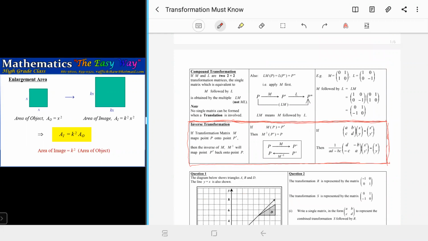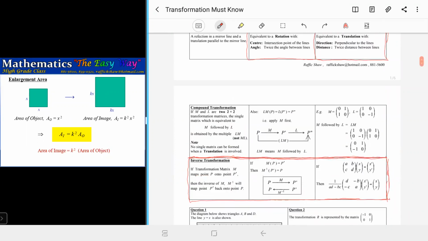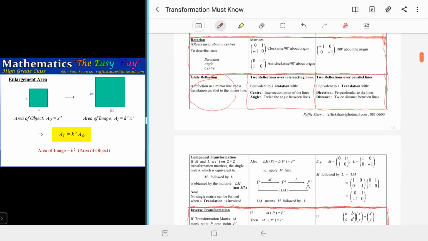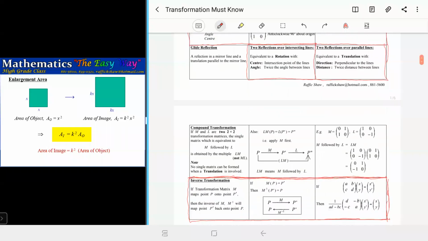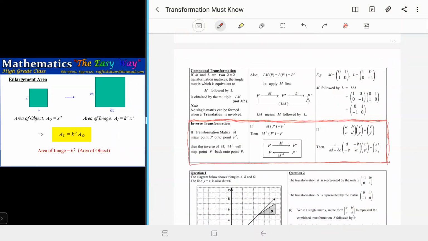I start back with the enlargement thing tomorrow, Wednesday. All right, and we're going to do examples. We're going to do some exam questions Wednesday. We're going to do the enlargement and the glide reflection. This glide reflection we're going to do on Wednesday as well. And once we finish that, we're going to do larger questions on Wednesday.